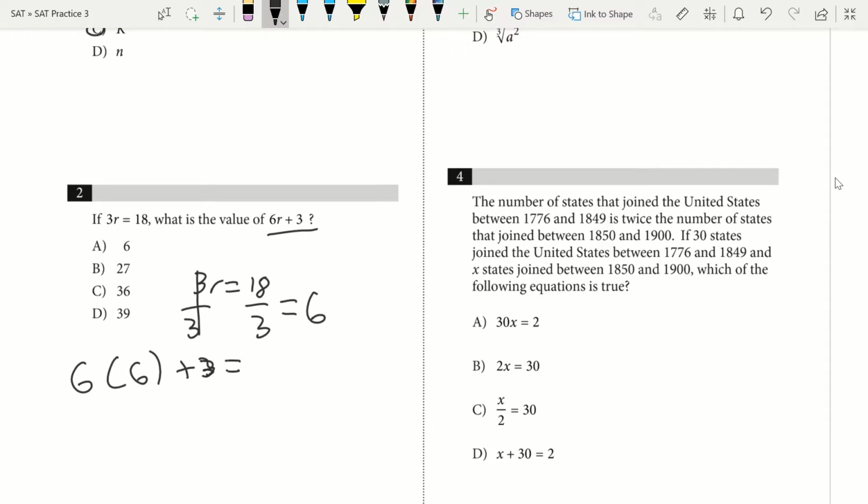6 times 6 is equal to 36. 36 plus 3 gives us 39. So our answer is 39, which is D.